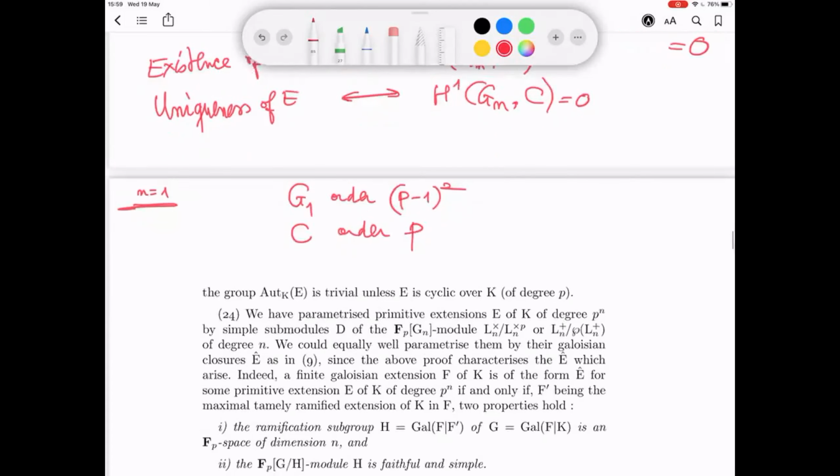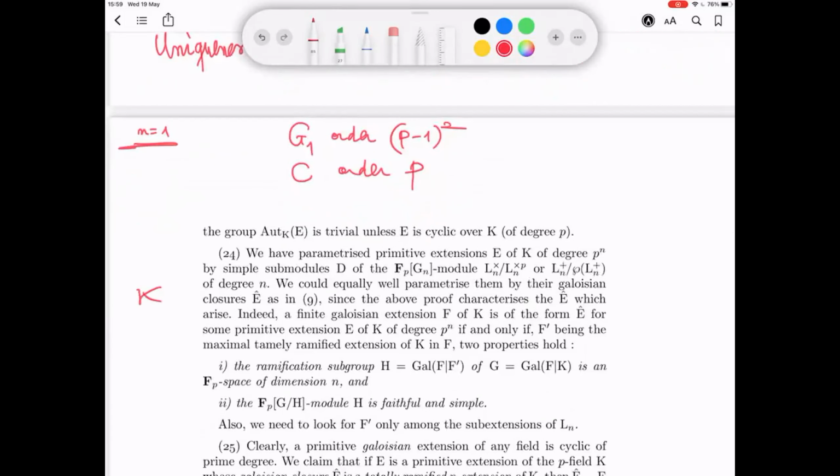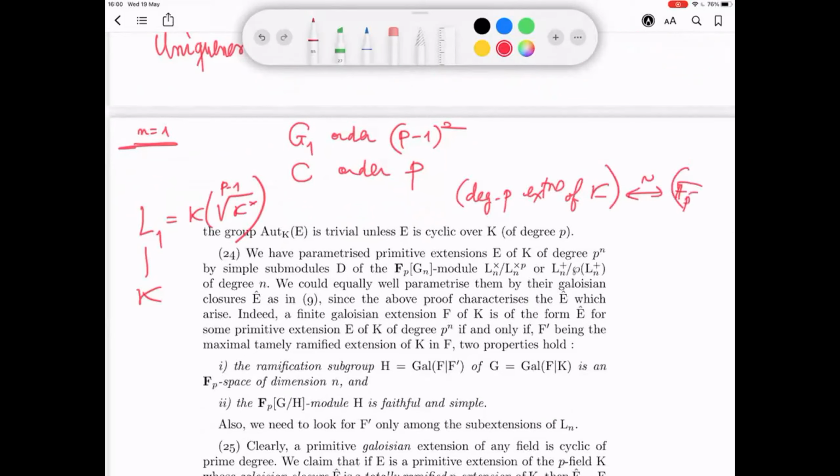The situation there was that we had this p-adic field K, and you had L_1, which was just K to which you had adjoined the (p minus 1)th roots of everything in K star. Then we said degree p extensions, separable extensions of K, were in bijection with F_p lines in L_1 star bar or L_1 plus bar.